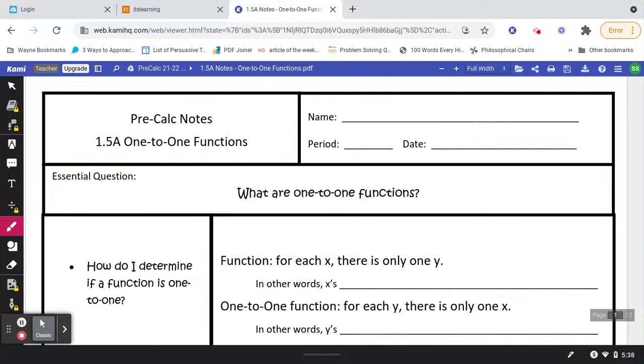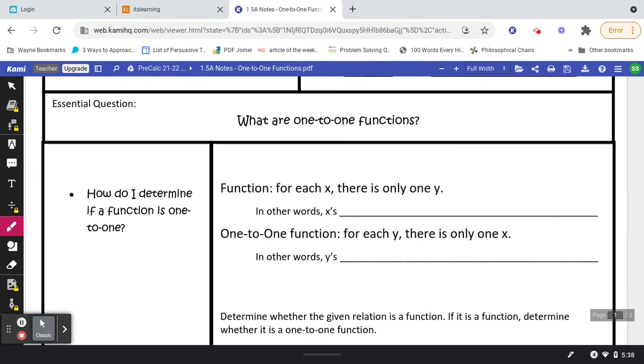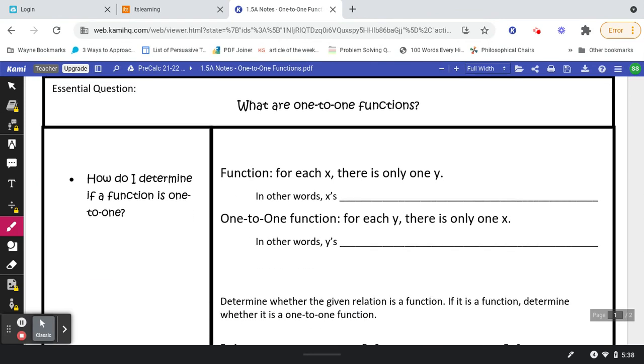These are the 1.5A notes for PreCalc. We're talking today about one-to-one functions. If you remember back to the beginning of this unit, we had the first lesson on what is a function. So the mathematical definition: for each x, there is only one y. For each input, there is only one output.